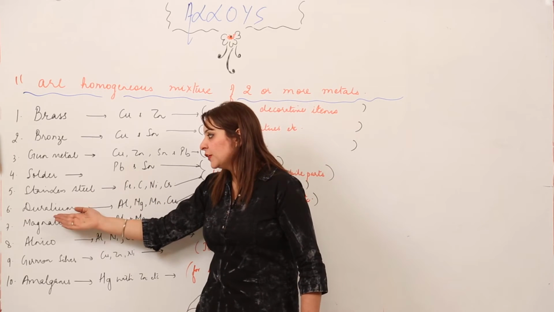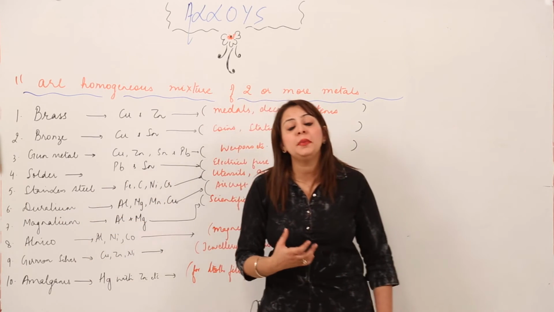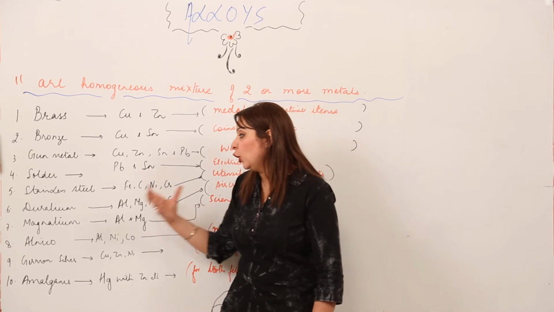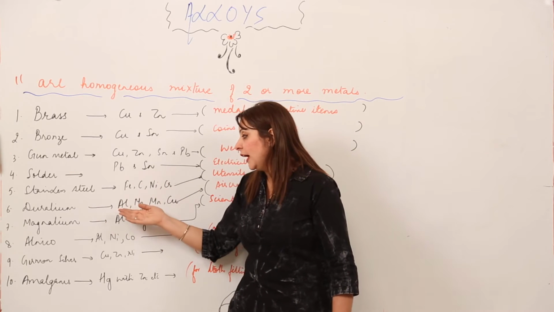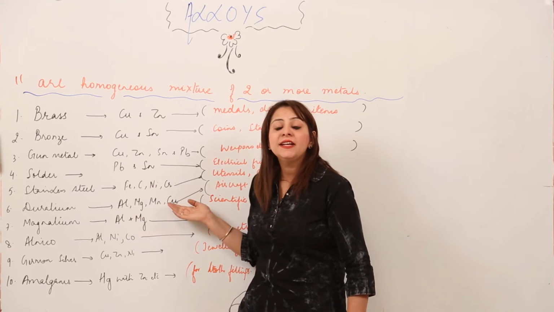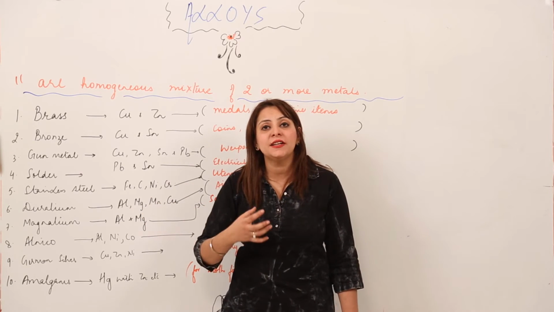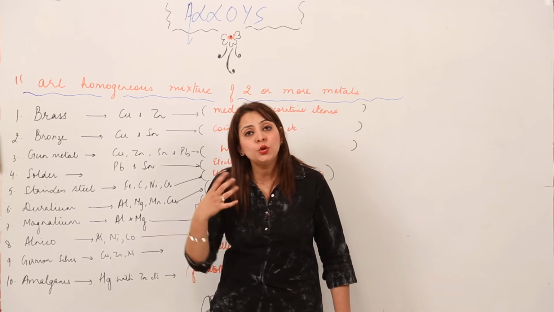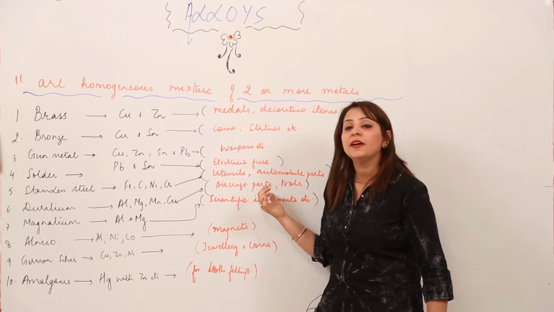Next is duralumin. See, it plays a very important part because it is one of the alloys of aluminium, in which the aluminium is mixed with magnesium, manganese and copper, and it has the property that it is lightweight, and due to this property it is used in making aircraft parts.